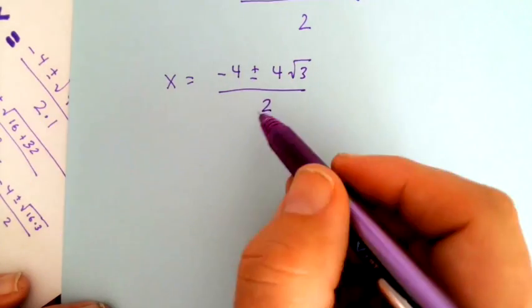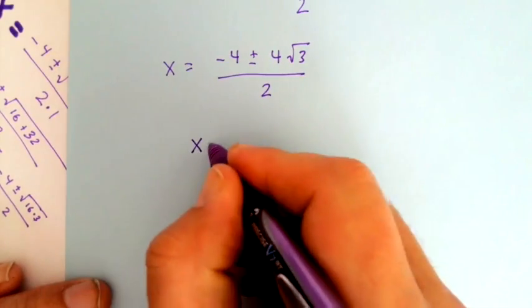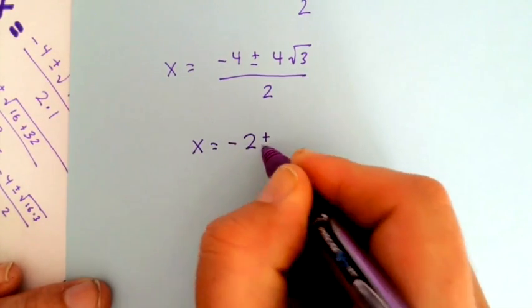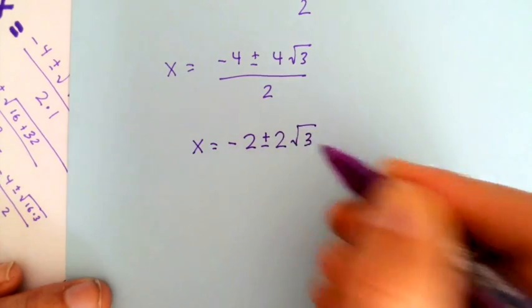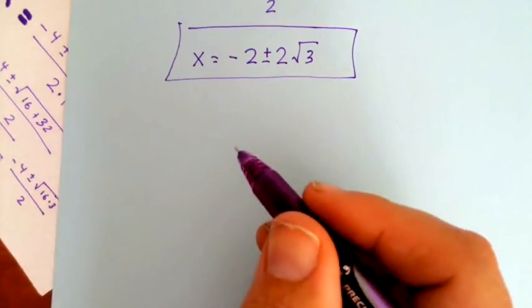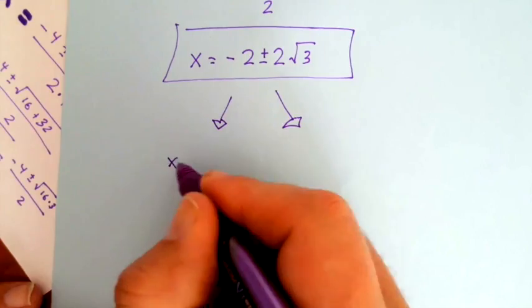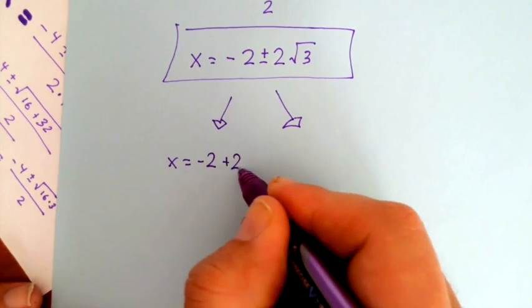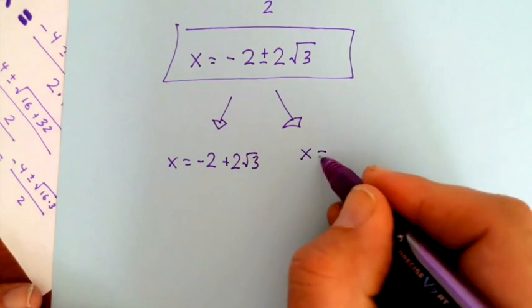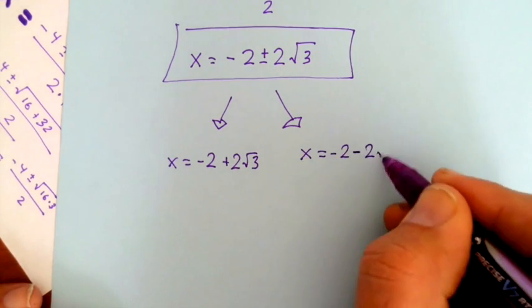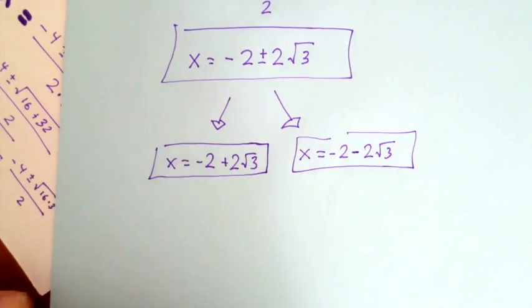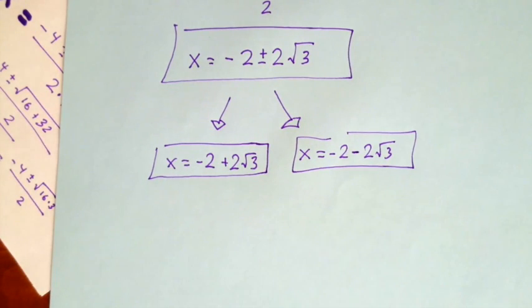And then I can divide everything through by 2 here, and I get x equals -2 plus or minus 2 square root of 3. So this actually gives me two solutions: x equals -2 plus 2 square root of 3, and x equals -2 minus 2 square root of 3. I think that these are the values of the inflection points that the graph gave me a minute ago.